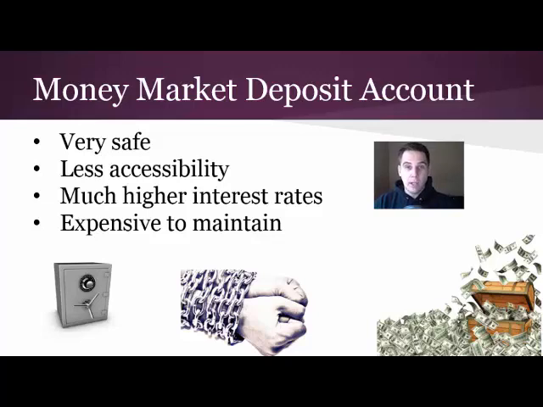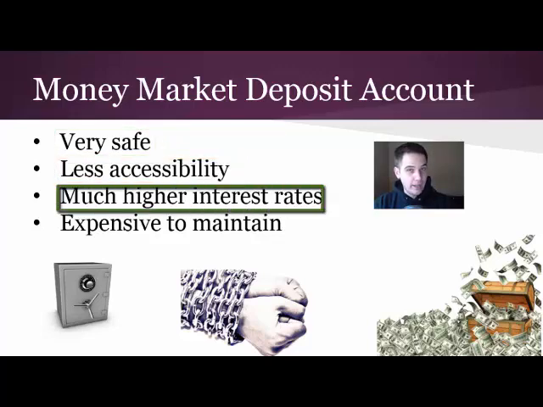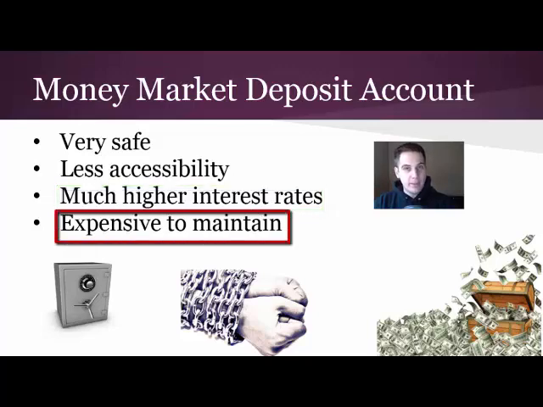Next is money market deposit accounts. These are very safe. There's not very much risk, but they're less accessible. Okay, you're not going to be able to just deposit and pull money out of them whenever you feel like. The interest rates, though, tend to be much, much higher than your basic savings account. So the investment is worth your time much more so than a savings account. However, they can be very expensive to maintain. There's an initial, upfront cost that not everyone can afford, which means not everyone can get their foot in the door with this type of account.